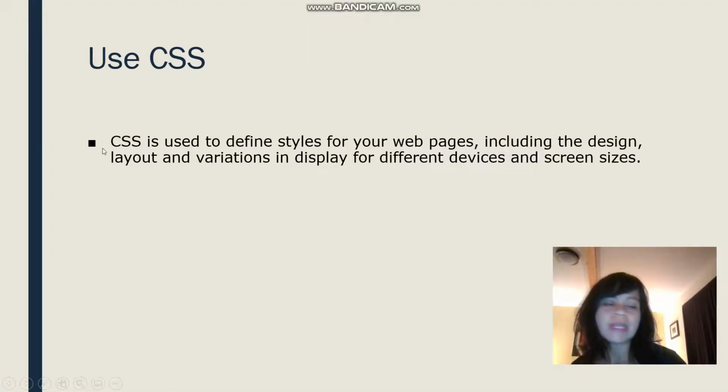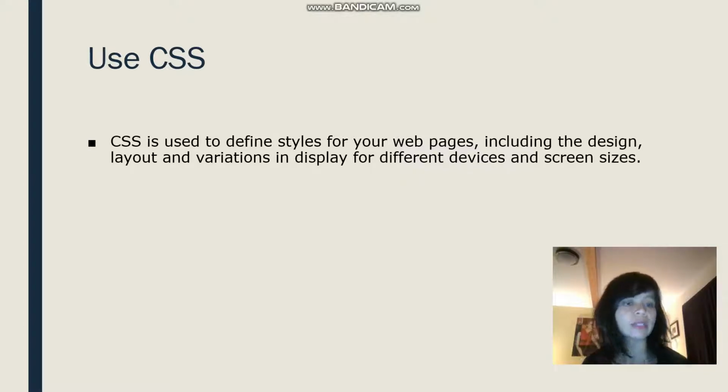So basically, CSS is used to define styles for your web pages, including the design, layout, and variations in display for different devices and screen sizes. We're going to learn something else later on in the course when we have covered basic CSS. We're going to learn how to create a different style for the same website, but to appear in different ways on different devices. So on your desktop, it will look different than it does on your phone or on your tablet and so on.